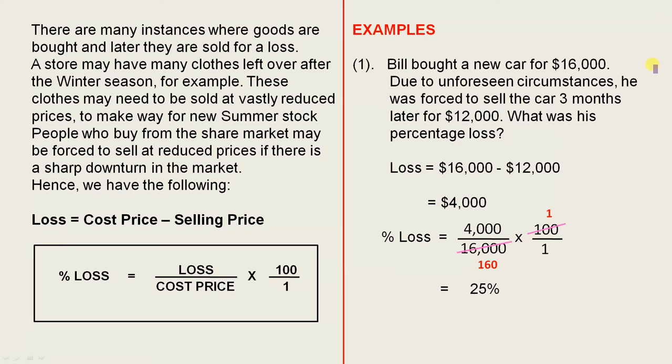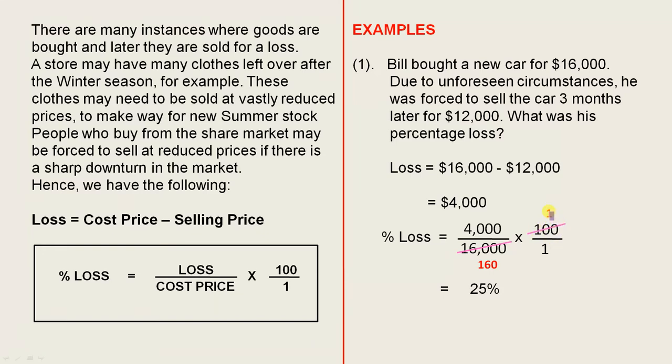Number 1. Bill bought a new car for $16,000. Due to unforeseen circumstances, he was forced to sell the car 3 months later for $12,000. What was his percentage loss? So the actual loss in money terms was $16,000 minus $12,000. That's $4,000. So the percentage loss is $4,000 over $16,000 multiplied by 100 over 1.